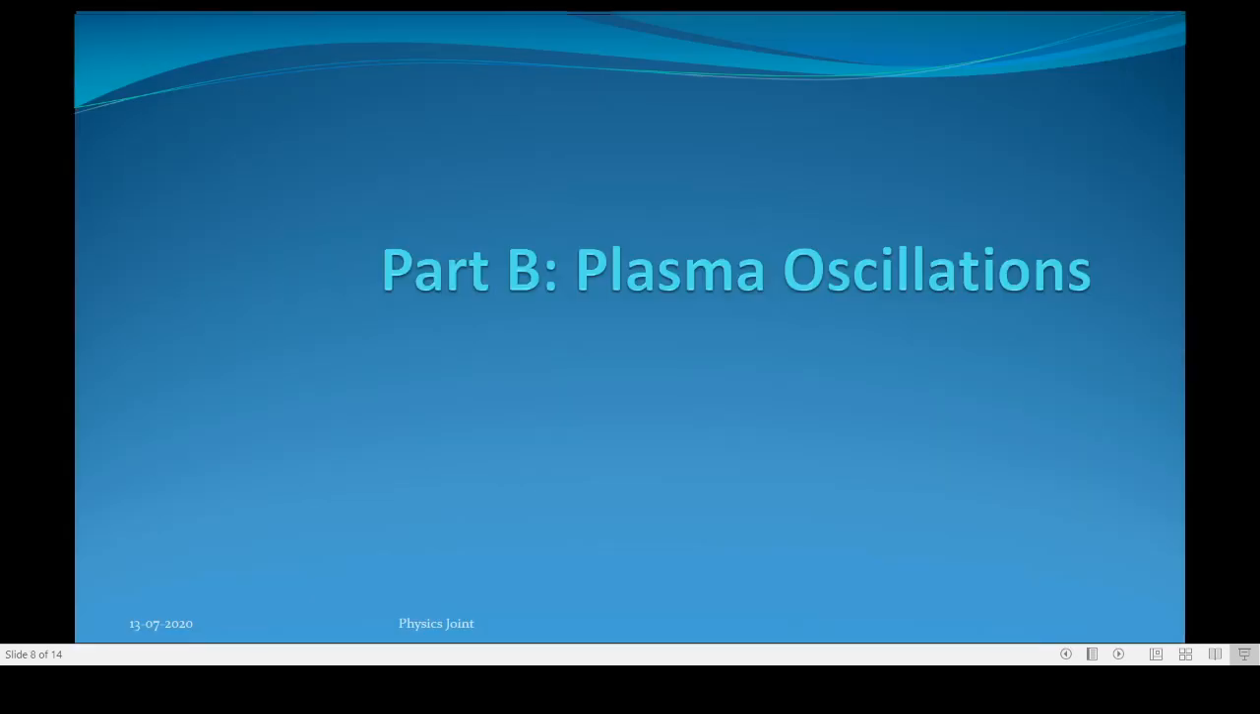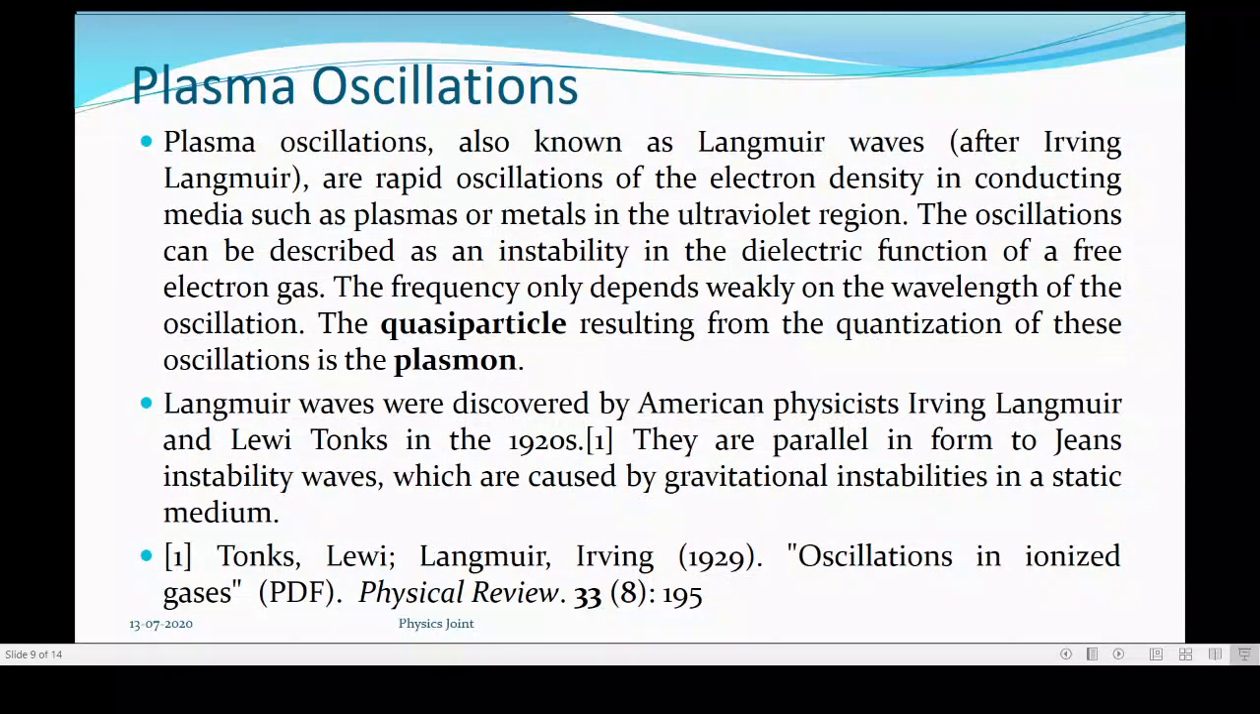Now in part 2 or part B, we will study the plasma oscillations. Plasma oscillations, also known as Langmuir waves, are rapid oscillations of the electron density in conducting media, such as plasmas or metals in the ultraviolet region. The oscillations can be described as an instability in the dielectric function. Now, here this dielectric function is related to the particle density and in a different way to the wave number and all those things. We'll study about it later.